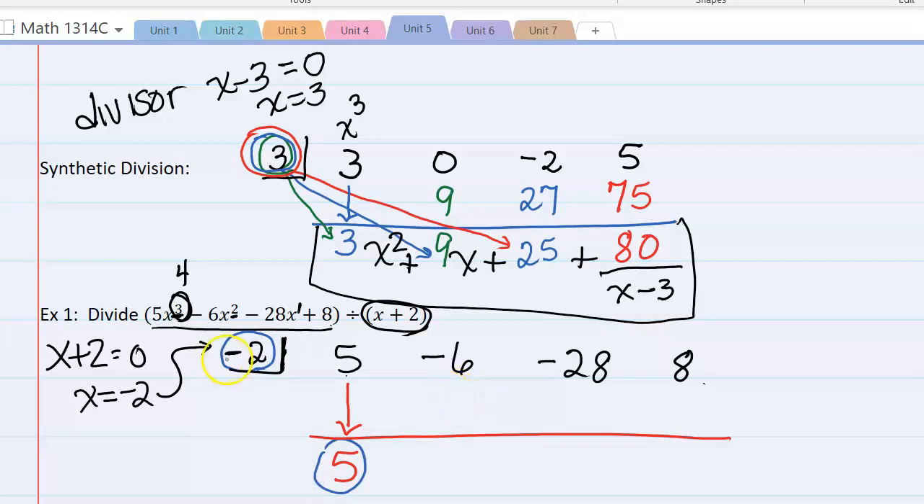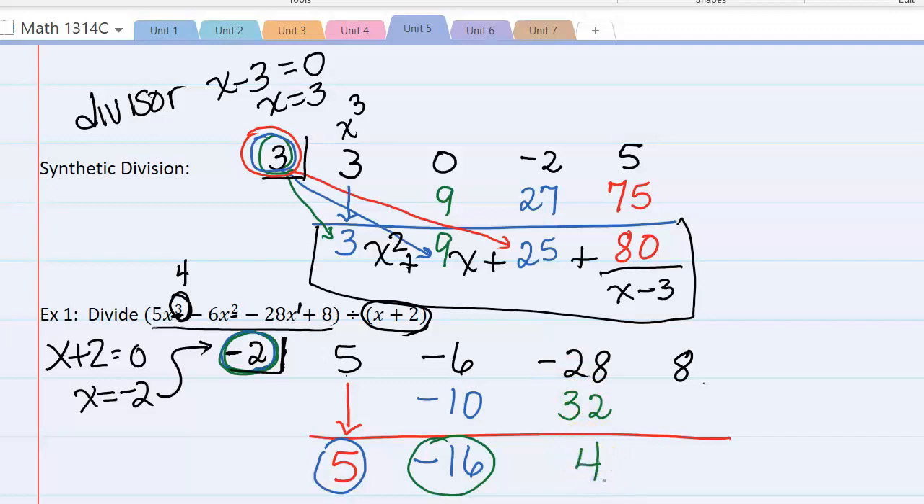already wrote down. So negative 2 times 5 is a negative 10. And then you're going to add, and I get negative 16. The next thing you're going to do is get your divisor, this number that you're dividing by, and you're going to multiply it times this number. And we're going to place it right here underneath the next coefficient. So negative 2 times negative 16 is a positive 32. And then we're going to add, and we're going to find that's a positive 4.